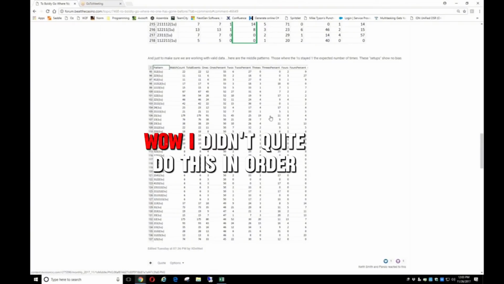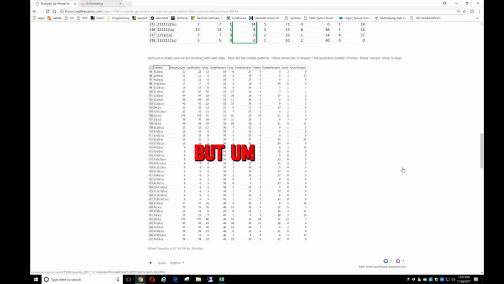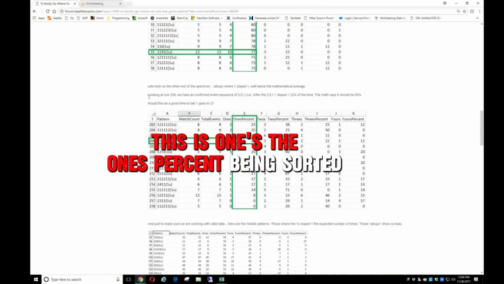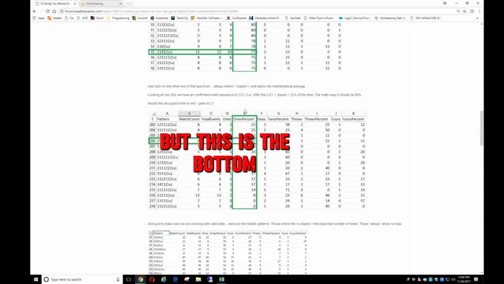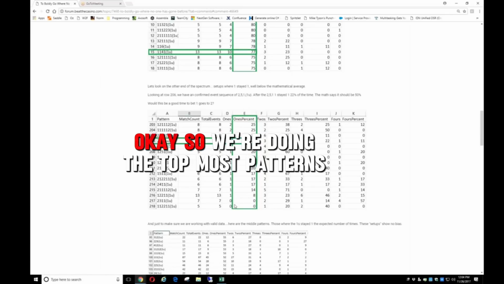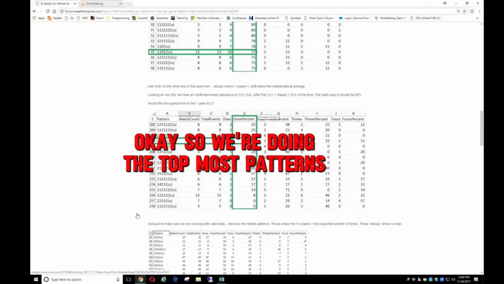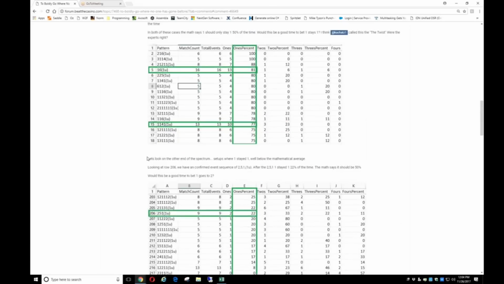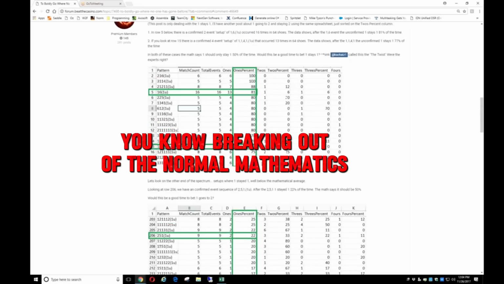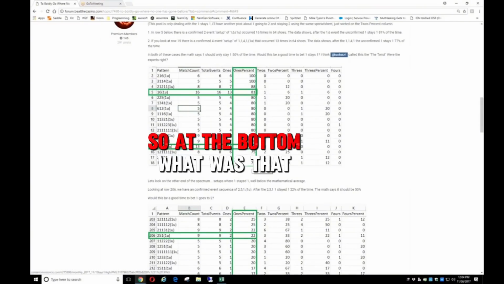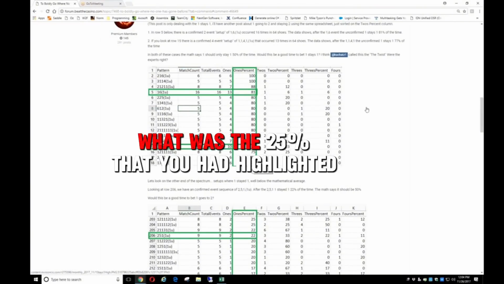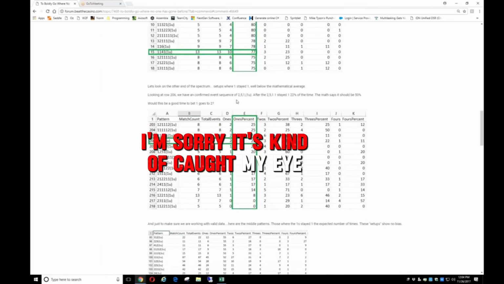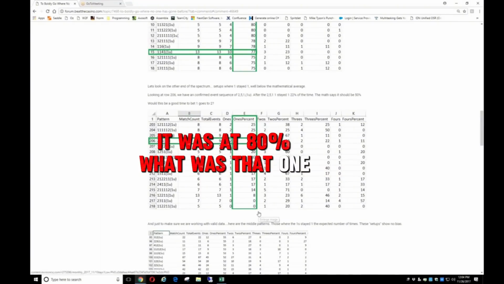Wow. I didn't quite do this in order, but this is the 1's percent being sorted, but this is the bottom. Okay. So we're doing the topmost patterns here, and I just kind of picked 75%. That kind of seemed like a really good breaking out of the normal mathematics point. So at the bottom, what was the 25% that you had highlighted? The 16. I'm sorry, it kind of caught my eye. Was it 80%? What was that one?